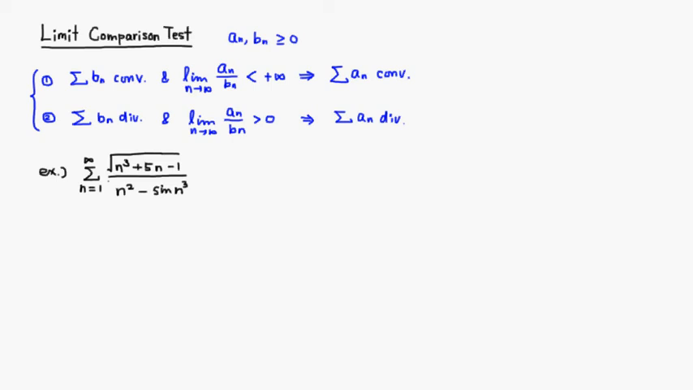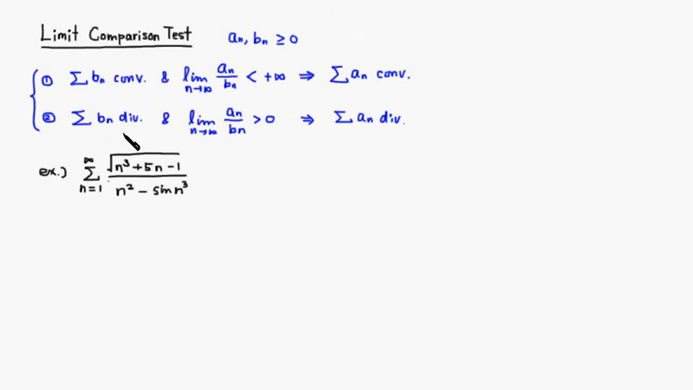Okay, let's look at the limit comparison test. We are comparing the summation with an and the summation with bn, and an and bn are non-negative terms. If the series with bn converges, and the limit of the ratio between an and bn turns out to be a finite number, then the summation with an also converges. So an and bn both converge, right?